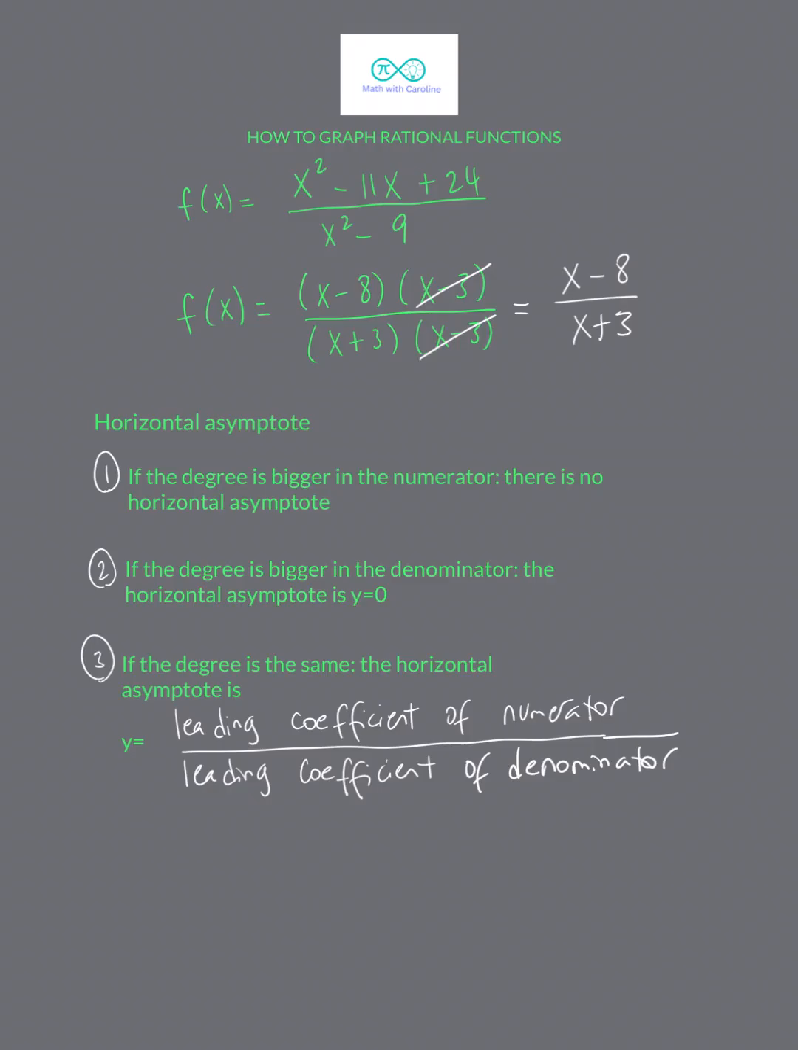Now there's a really handy way to remember this: BOBO, BOTN. What this stands for is bigger on bottom, the horizontal asymptote is y equals 0. Bigger on bottom, y equals 0. Bigger on top, none. Bigger on top, no horizontal asymptote, none.